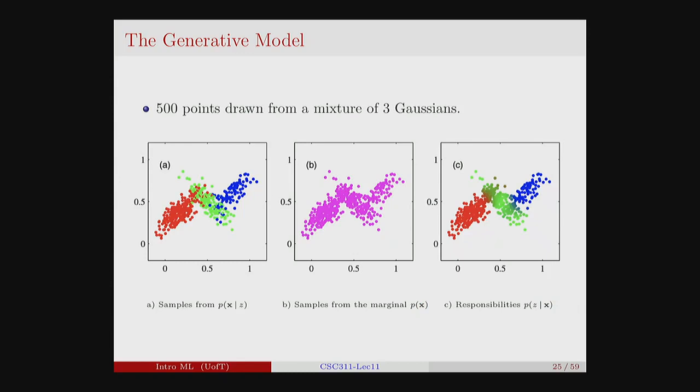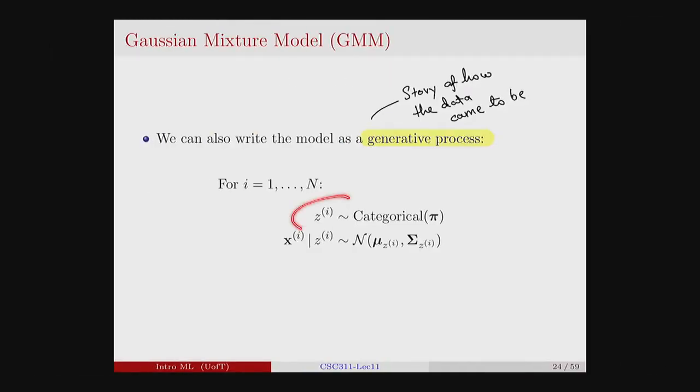Sorry, just recall, what does the z represent again? So z represents this latent identity of which component this point came from.